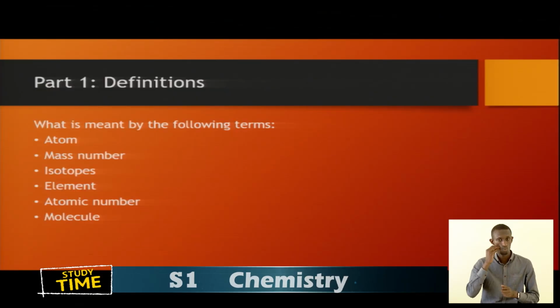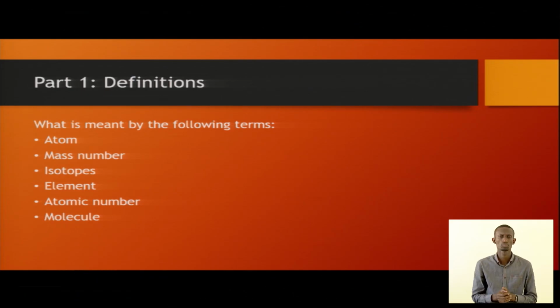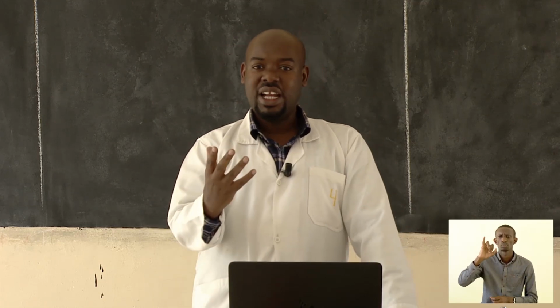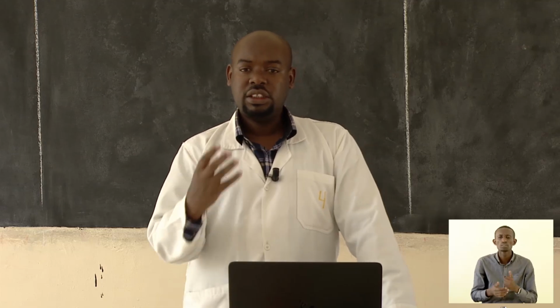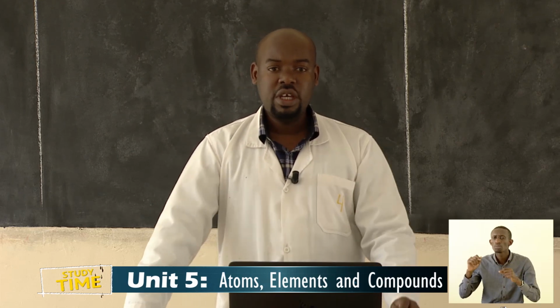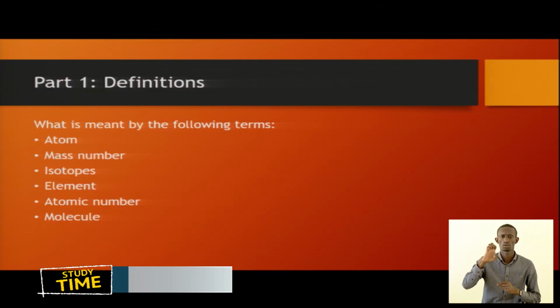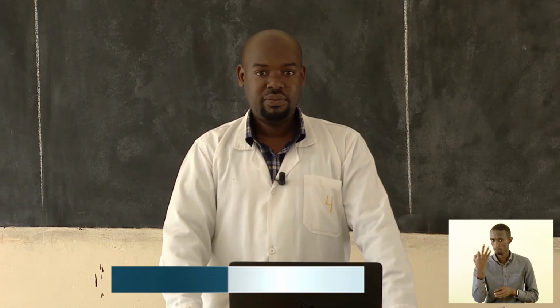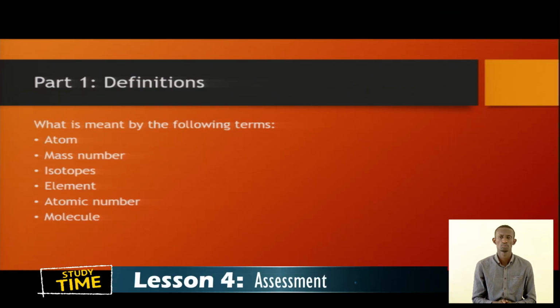Now, definition number 1. What is meant by atom? How did we define an atom? Number 2, what is mass number? And number 3, what do you understand by the term isotopes? Those are the 3 terms we are going to define, and the 3 remaining terms, element, atomic number, and molecule, will be done as homework. You have some seconds to think about the 3 definitions. Hurry up, please.